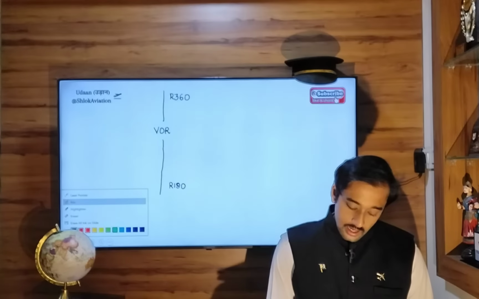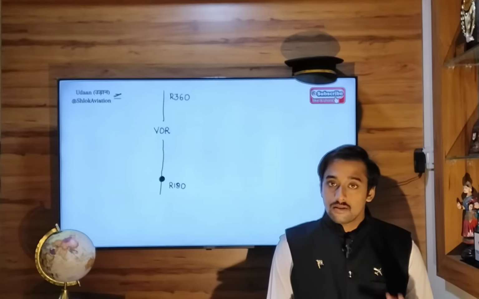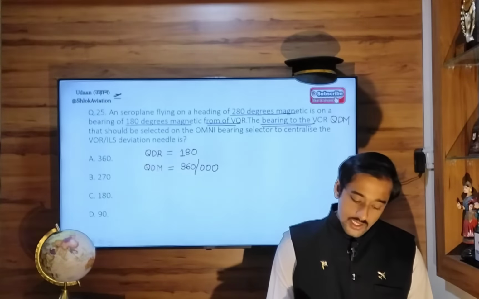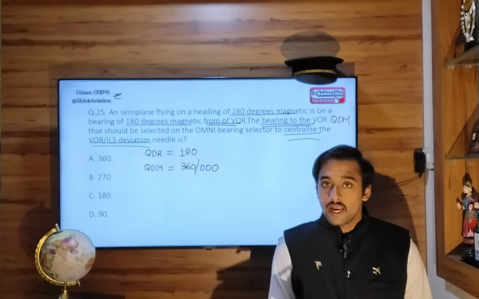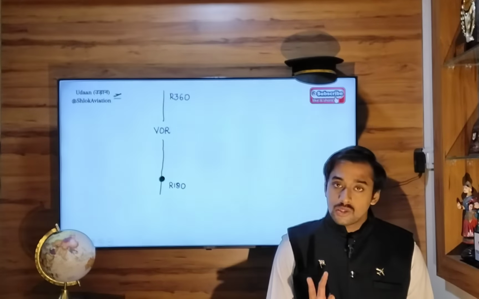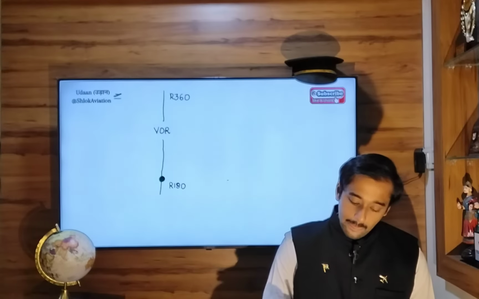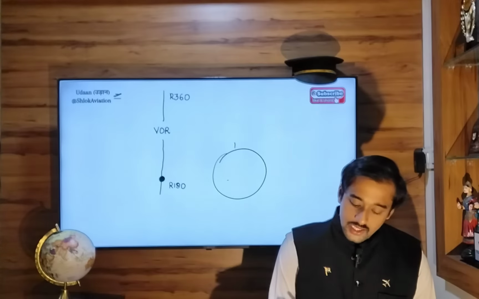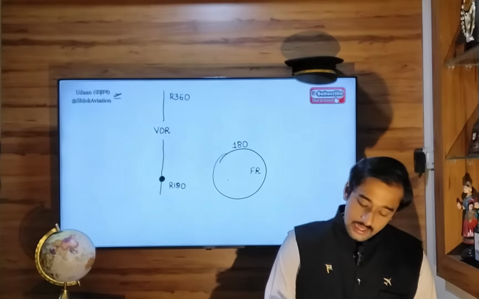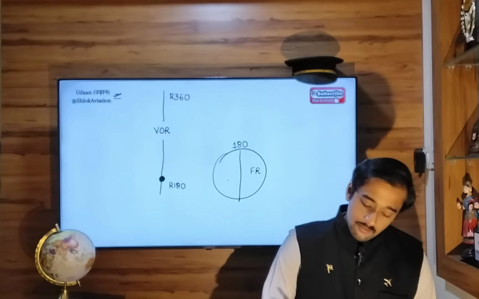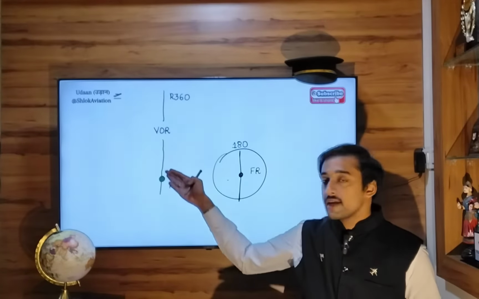Aircraft is on radial 180 currently. So now you can get a center needle, that is a centralized course deviation indicator needle, in two scenarios. If in your OBS selector you put 180, you will get a from indication and the CDI needle will remain in the center provided your aircraft is also on the center line of this radial.